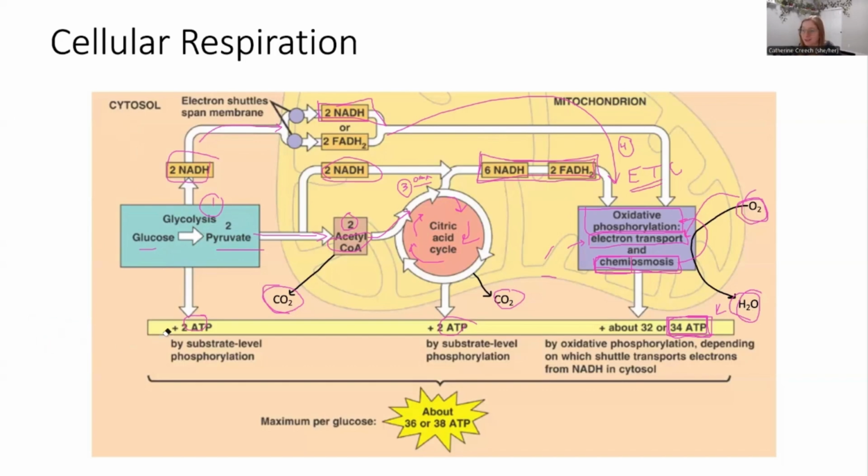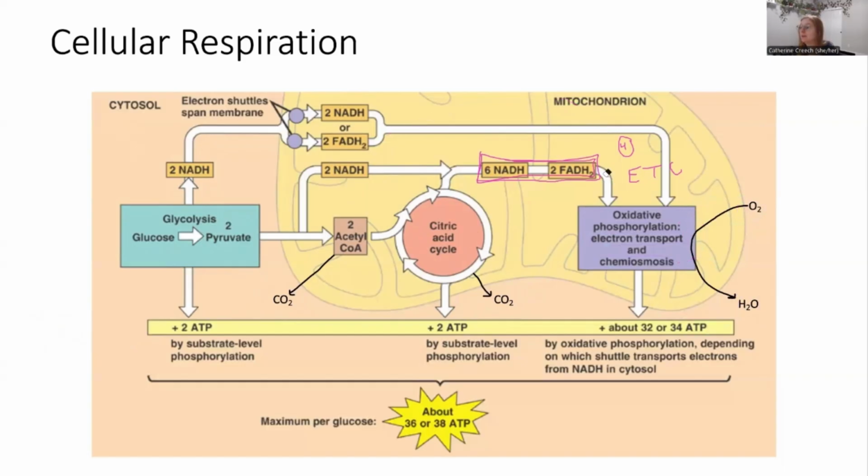Give me a second to erase all that, and then we will go through each step in detail. As we go through in detail, I want you to think about, what does each step start with? What does it end with? And what's the goal? Like, what are we trying to do with this step? Our overall goal is to produce ATP, but we won't see that in every single step.